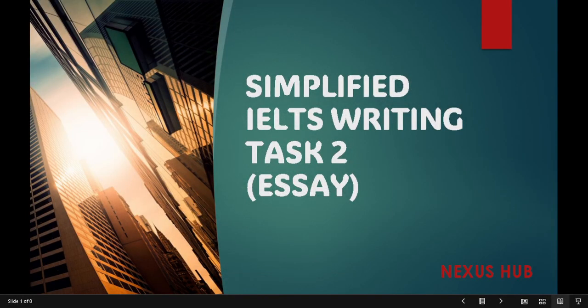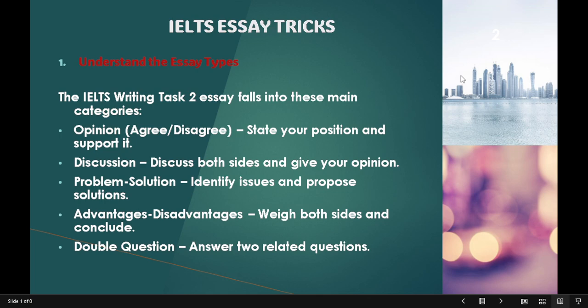Now, this is the simplified IELTS Writing Task 2 by Nexus Hub. So let's go straight into that particular category. First thing we're going to be looking at are the tricks and the tips for successfully answering the IELTS Writing Task 2, that's the IELTS essay questions.